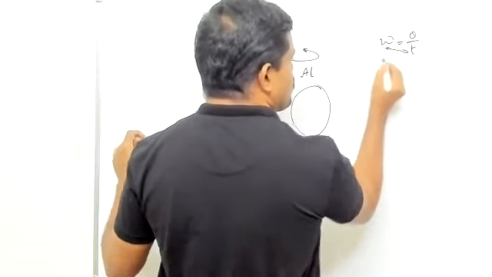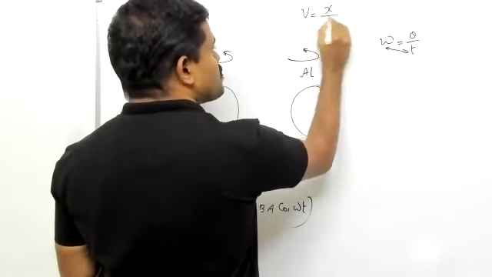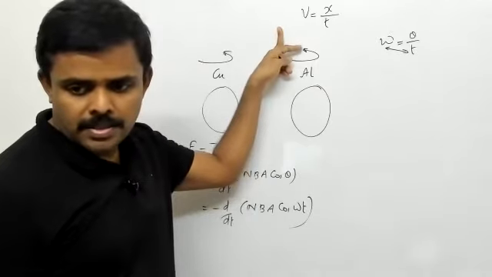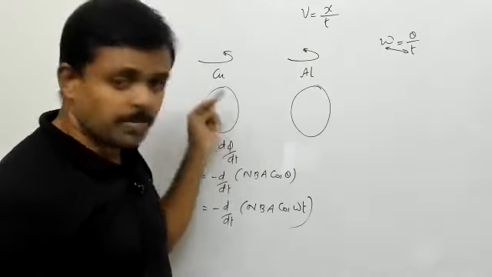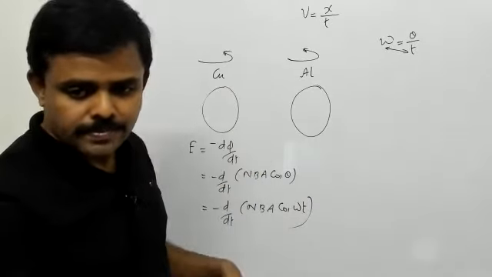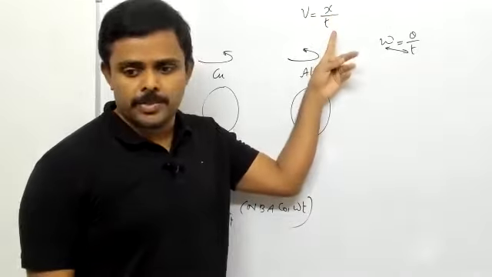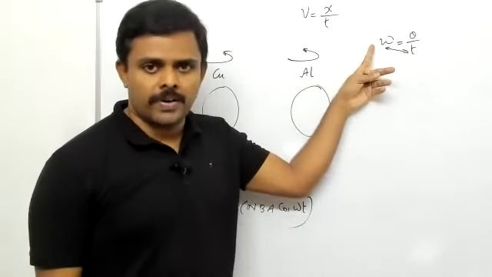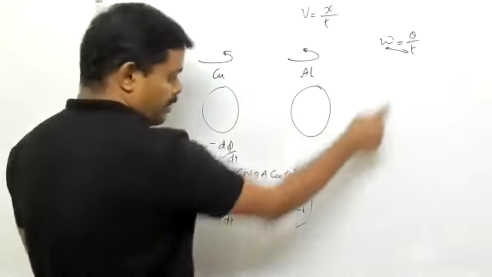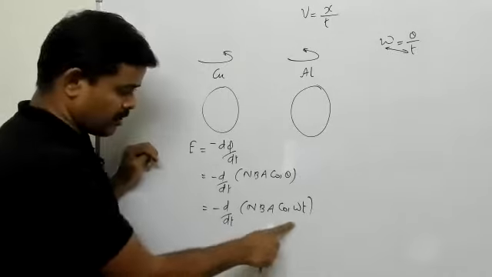Angular velocity is equal to what? Velocity is equal to what? Displacement by time. Linear velocity is displacement by time; angular velocity is angular displacement by time. Cross multiply, theta will be omega t. That is exactly what I've written here in NBA cos omega t.